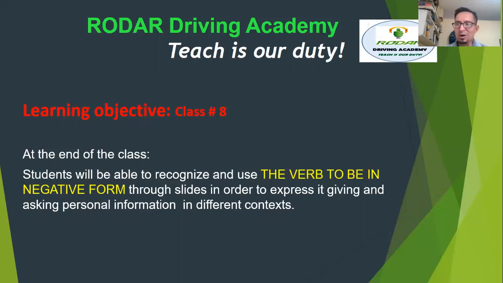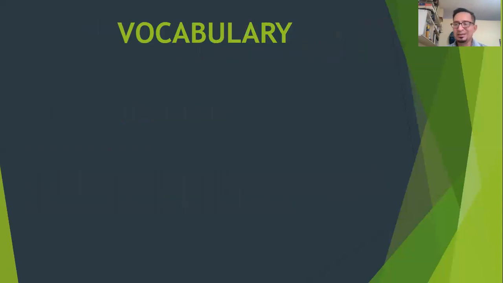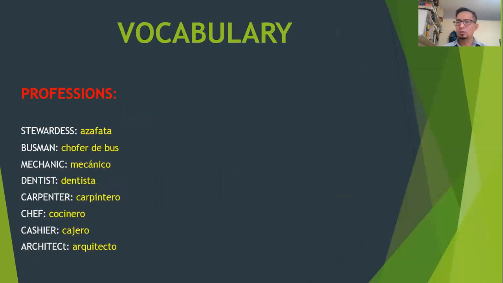Okay, so go to the first slide. Here, the first part is vocabulary. What is the vocabulary? Here I divide the vocabulary into three sections or three groups. Again, like the other class, you remember? The first one, remember, professions. Here I wrote some new professions.